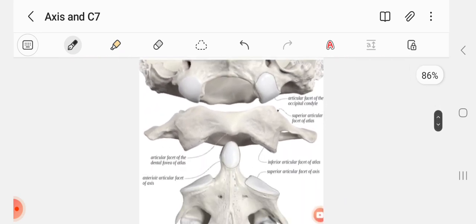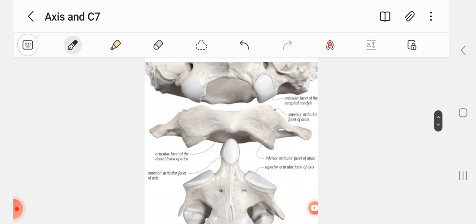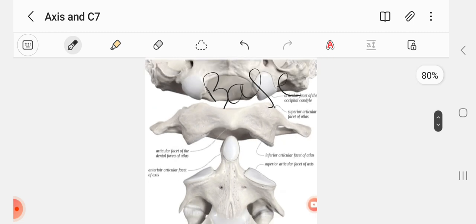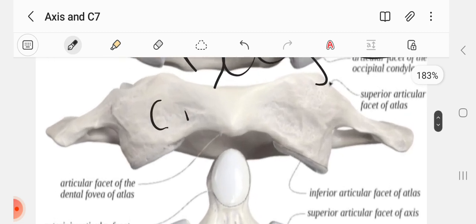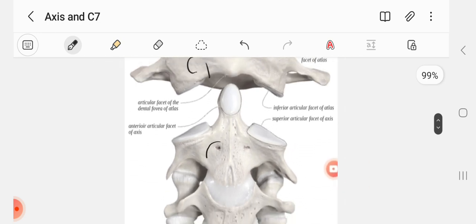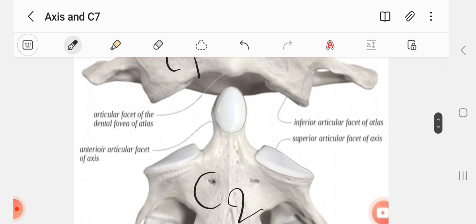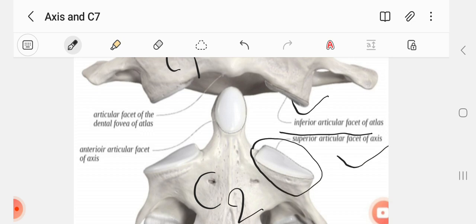In this image, this is the base of the skull. This vertebra is the C1 vertebra, and this vertebra is the C2 vertebra, the axis. The C1 vertebra, called the atlas, has inferior articular facets here. This is the inferior articular facet of the atlas, and this part which you see here is the superior articular facet of the axis. These two form a joint which is called the atlantoaxial joint.